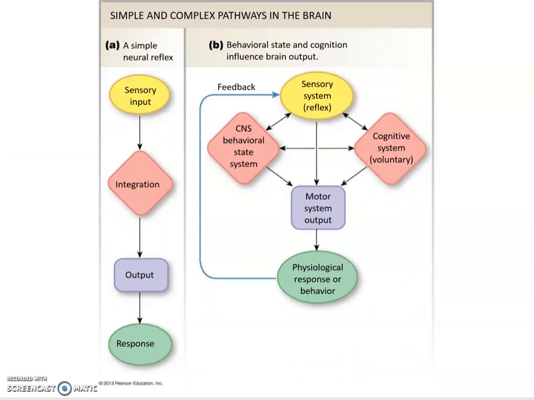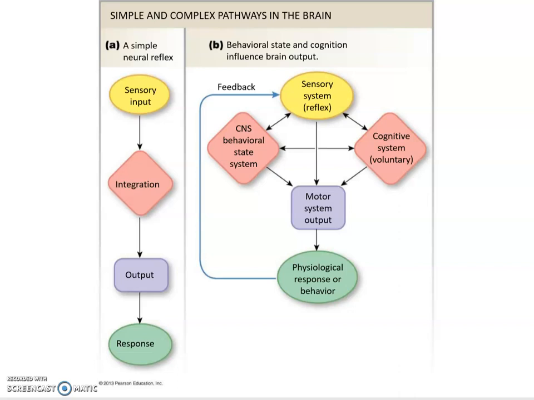So a nice simple one over here on A. You have a sensory input integration. That means you send the information up to the brain. It gets integrated, and then a lot of the sensory input goes to the hypothalamus region or thalamus region in general, and then the integration takes place and a response is formed. We're sending output, and then we get our result.